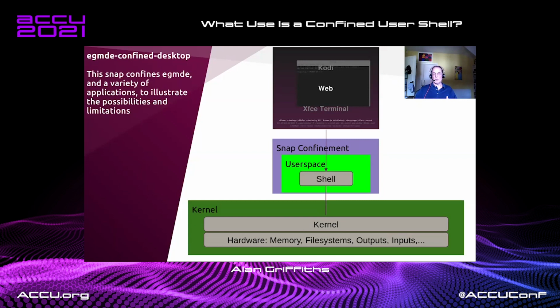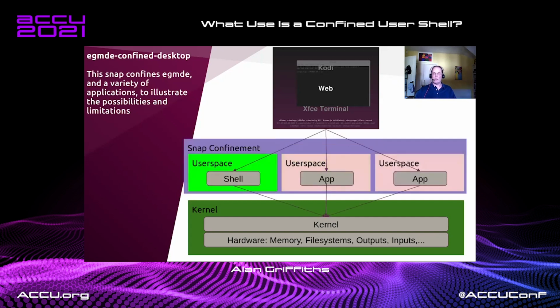It can then be deployed onto Ubuntu Core or many other Linux distributions because confined snaps can be run on desktop type installations or server type installations. And the way it's packaged up is to take EGMDE and a collection of applications and put them into a snap. They're all confined together and they can run on the system.